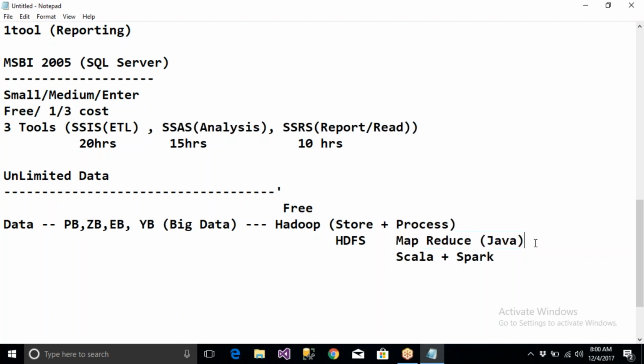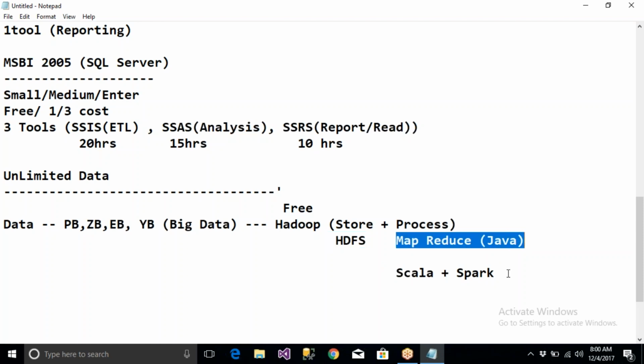MapReduce is completely Java-based programming, and you have Spark and Scala. This is the environment in which companies are creating a lot of applications. Scala is the language and Spark is the library. These do not have storage, so they have to use Hadoop. So Hadoop is going to store the data in HDFS, and instead of using MapReduce, Spark and Scala is 100 times faster.